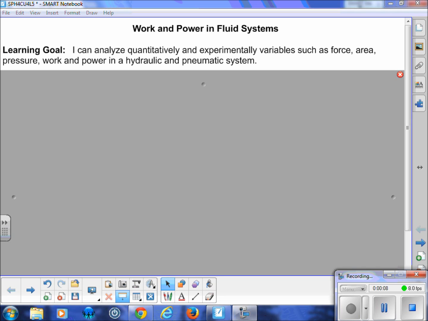So yesterday we talked about what fluid systems look like, how the forces were transferred throughout a hydraulic or pneumatic system. So today we're looking at the work and power. We're actually doing the calculations here. So the goal is I want you to be able to quantitatively, which means calculate, variables such as force, area, pressure, work and power in a hydraulic and pneumatic system.